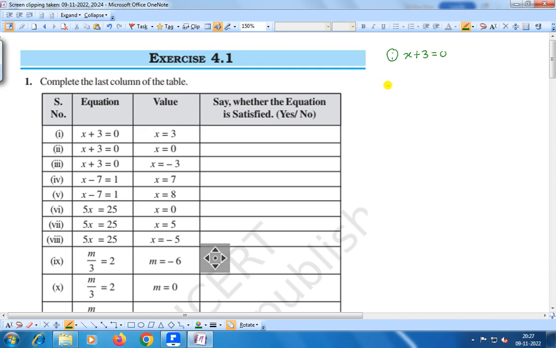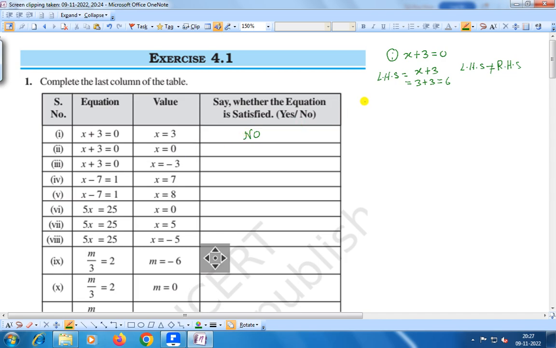If we put the value x equal to 3, what are we getting? Left hand side is equal to x plus 3. Put the value of x as 3, then we are getting 3 plus 3 is equal to 6, and right hand side is 0. Therefore we say that left hand side is not equal to right hand side. Therefore the equation is not satisfied. The answer is no.